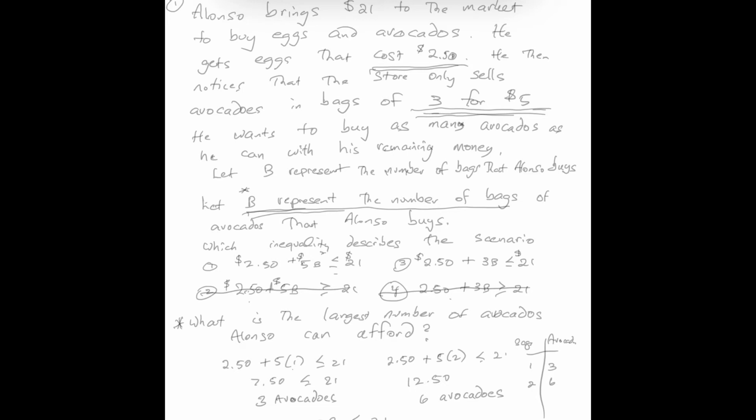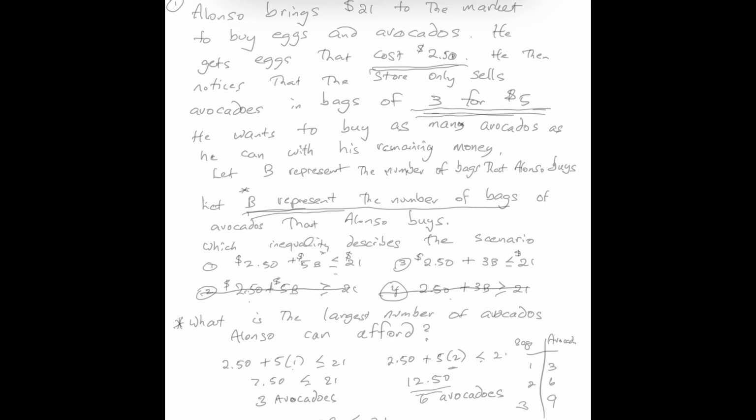What if he bought 2 bags? Over here, if he bought 2 bags, he'd get $2.50 plus 5 times 2, which is $10, and he ends up with $12.50, right? Okay, that's fine, but then he's getting 6 avocados. You see this chart here, the number of bags and then the number of avocados. 3 bags is 9 avocados, but what would happen if he bought 3 bags? Are we still in range here?